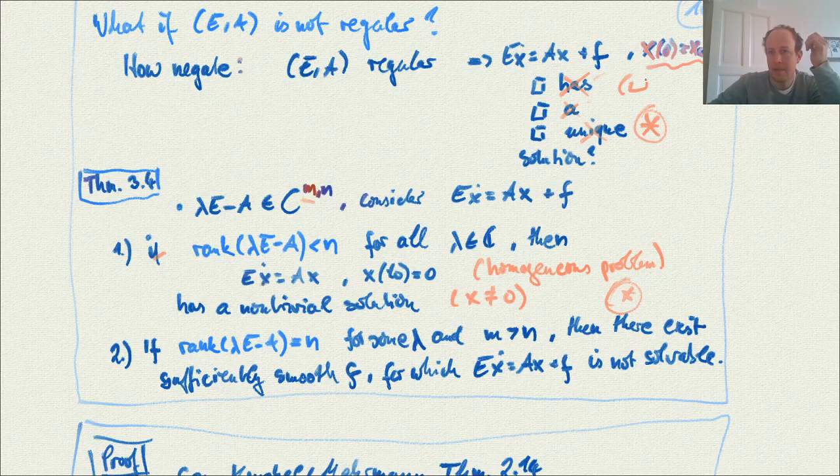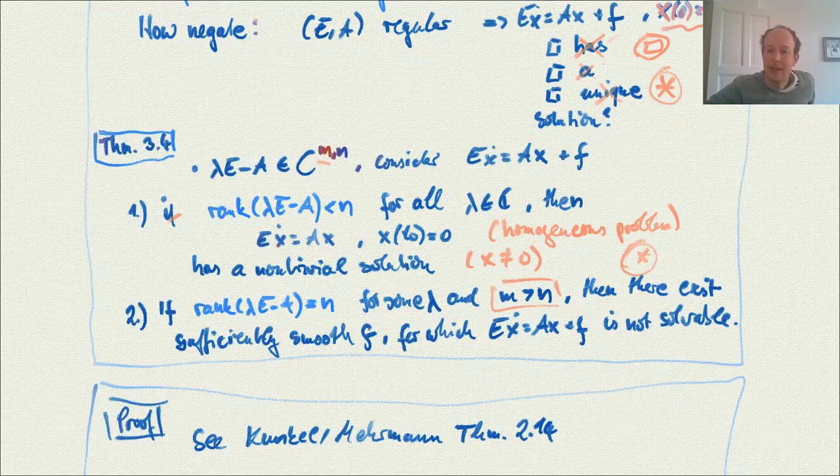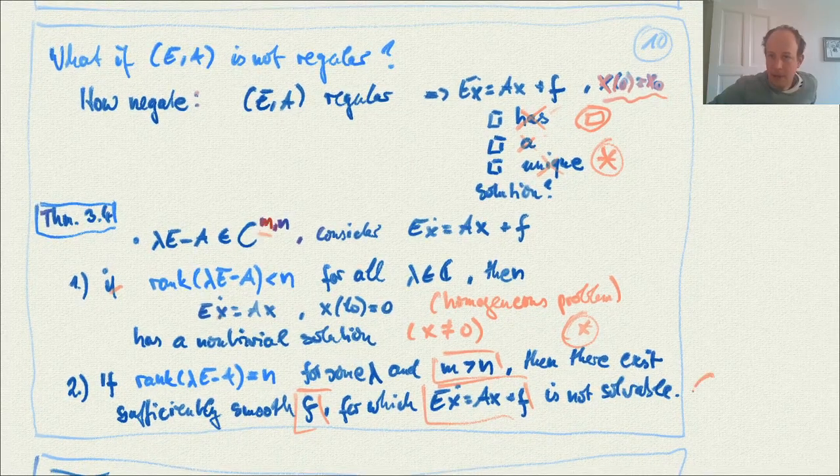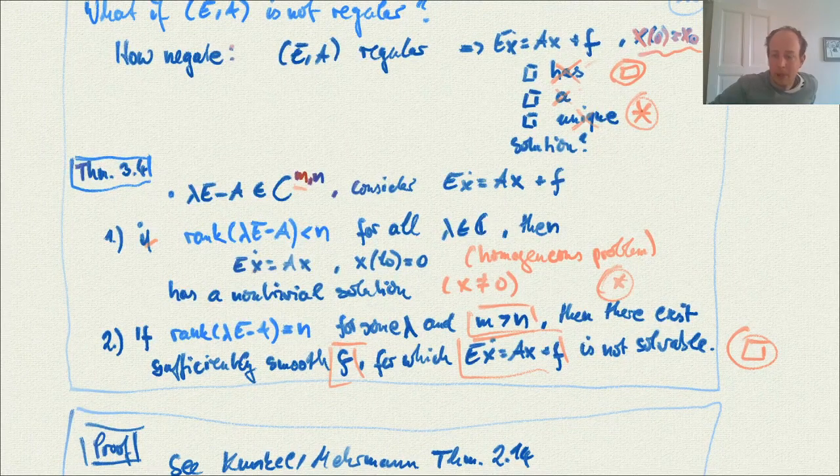The other issue, that there won't be any solution at all, can happen if the rank is full with respect to the columns. So you have n unknowns and the rank is full with respect to that, and m is larger than n, meaning you have more equations than you have unknowns. Then we will find an f which is sufficiently smooth, so that's not a problem, a suitable f, but you won't find a solution. So you won't find an x such that E x dot is A x plus f. So this problem does not have a solution. One problem is it might not be unique, and here that's a contradiction to the assumption that there is at least one solution.